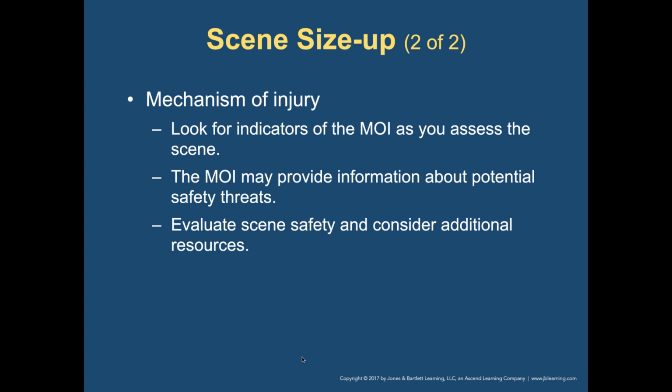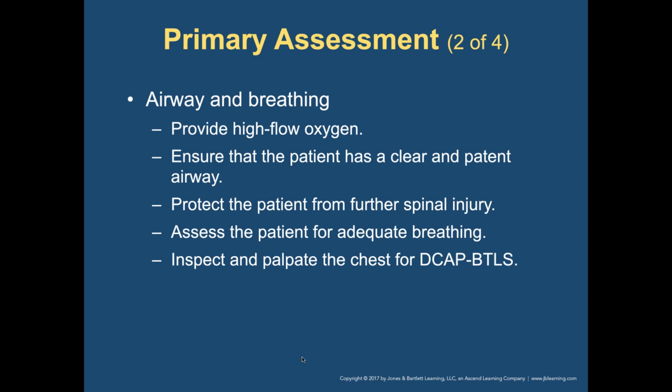The MOI may provide information about potential safety hazards as well. For example, even something simple like a car wreck, you look at the car and you see it's all mangled up and your patient is still in the driver's seat, but you notice that the airbags didn't deploy. That's a threat to you as a responder. It's not an assailant, but the airbags could still deploy while you're trying to deal with the patient. So you take care of that accordingly. Use all available information to evaluate scene safety and consider whether additional resources may be necessary.